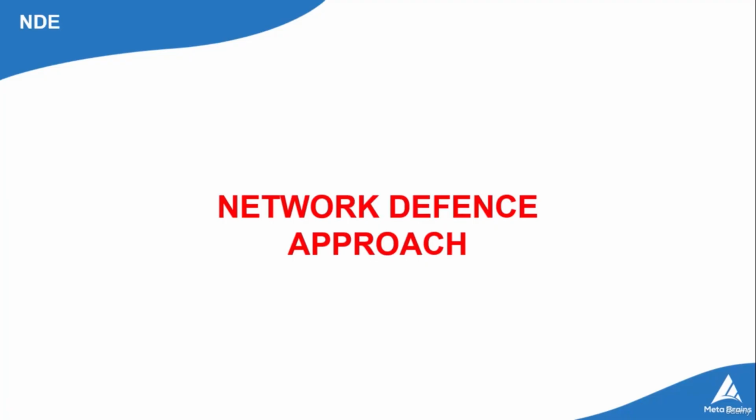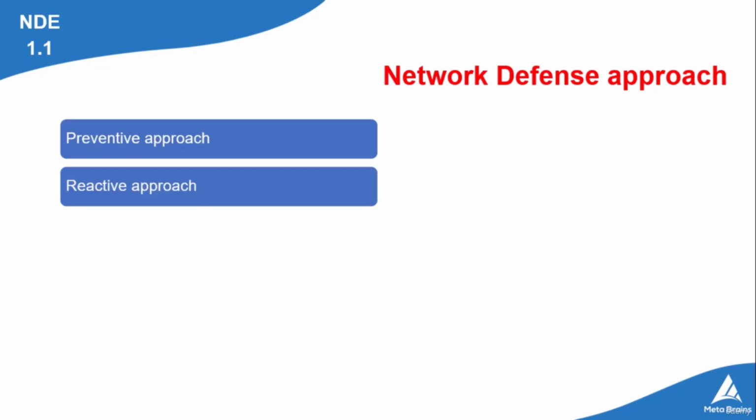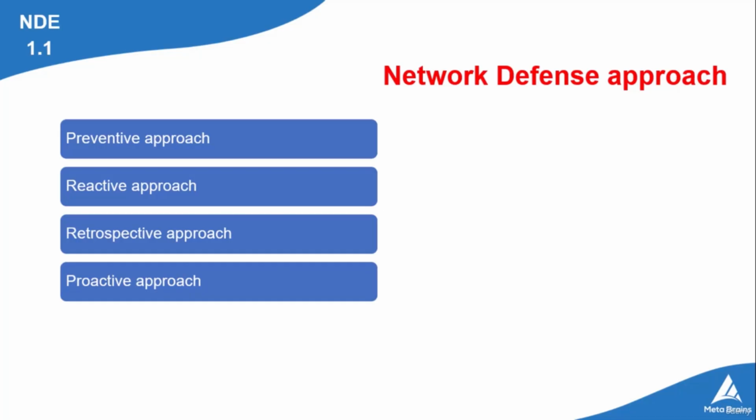The overview of the different types of networks. Today, we are going to take a look at the overview of the different types of network defense approaches. There are four main approaches that could be used by a network technician to protect his network. We have preventive, reactive, retrospective, and proactive network defense approaches.